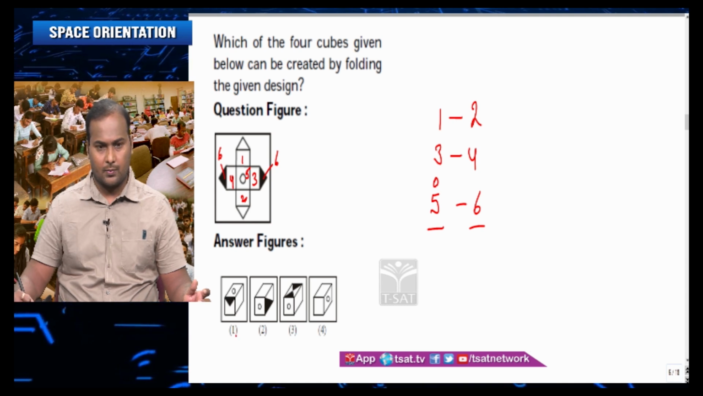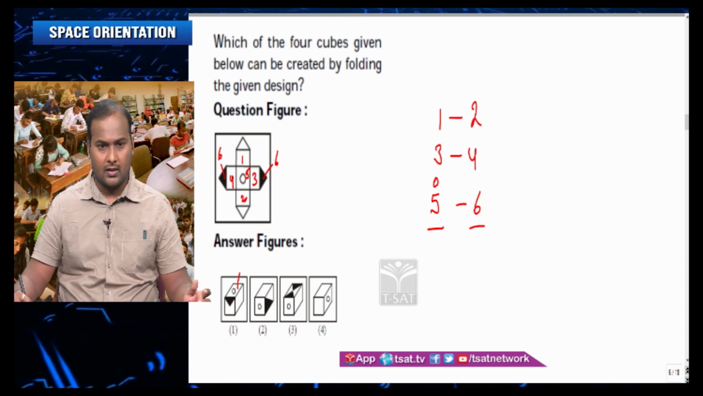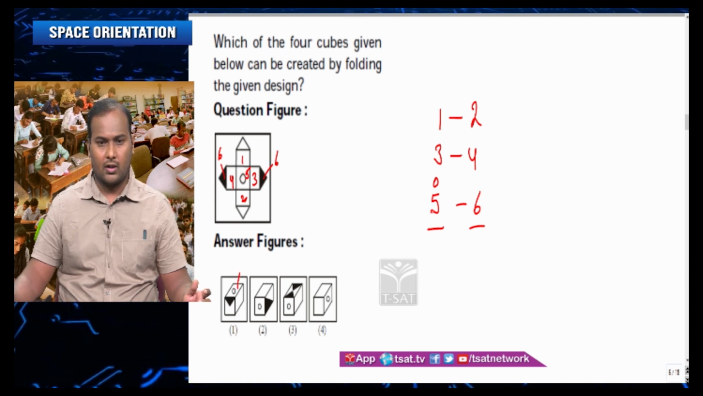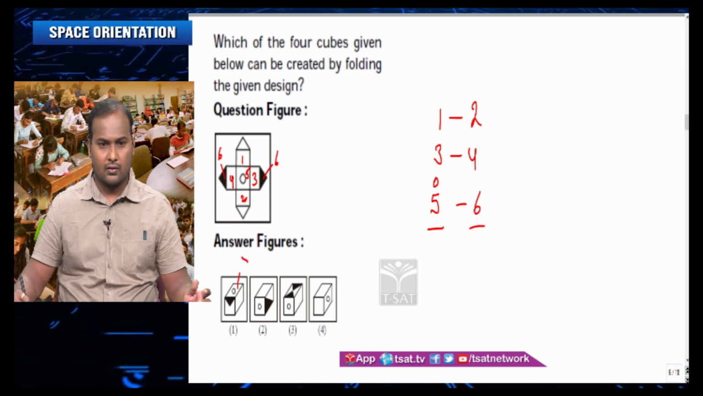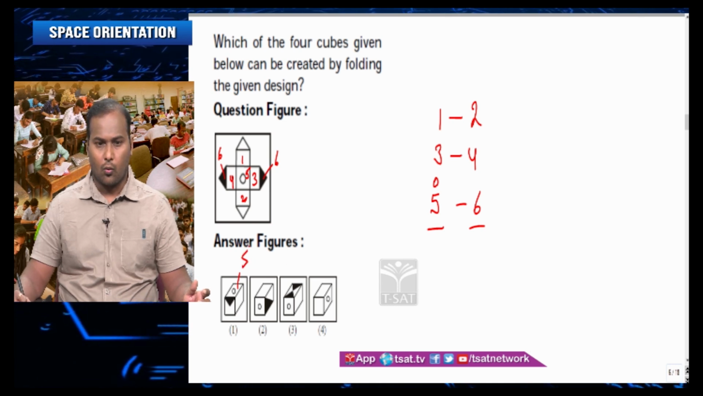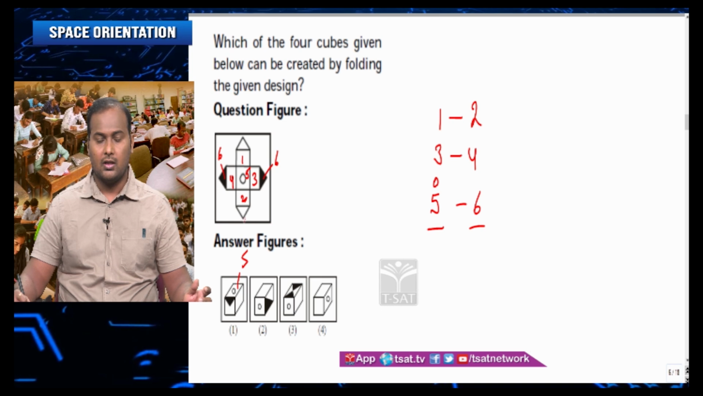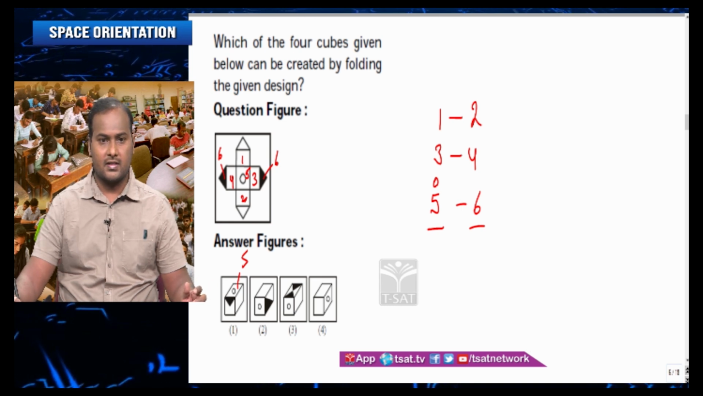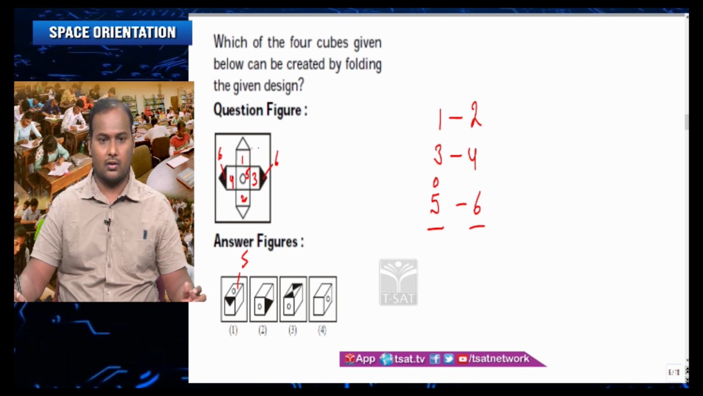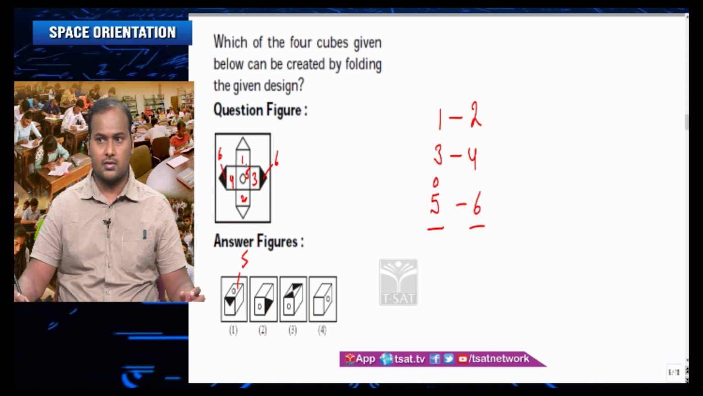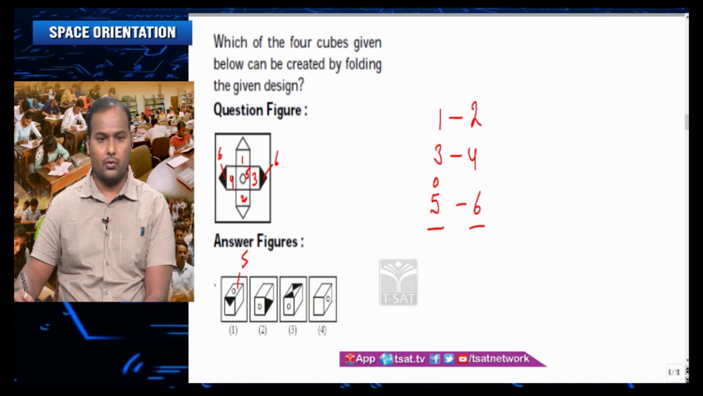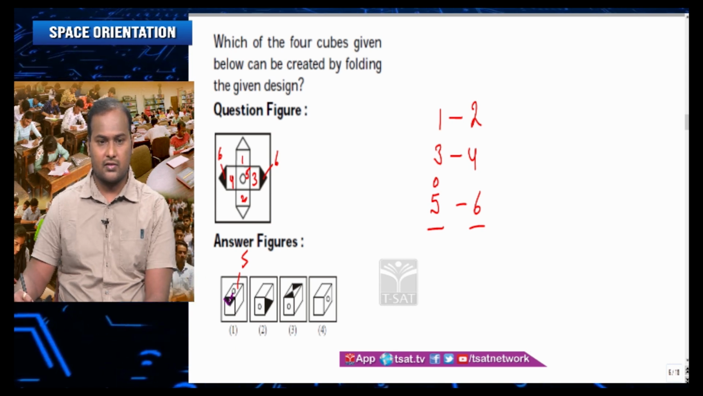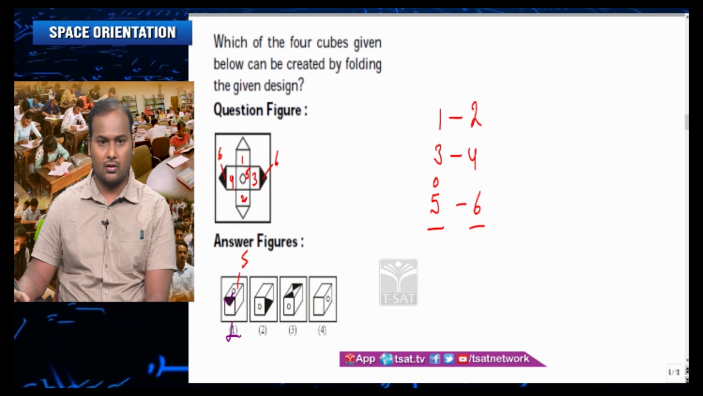For example, see option 1. In option 1, clearly the circle is visible. What is the circle? 5 is the circle. So this face is visible for me. Once this face is visible for me, the other, that is face 6, should not be visible. So face 6 I could not see. But what I am seeing is, here the 6 face is visible for me. So this option is wrong.